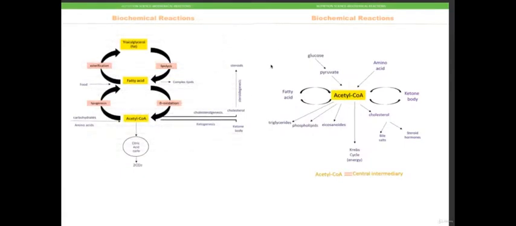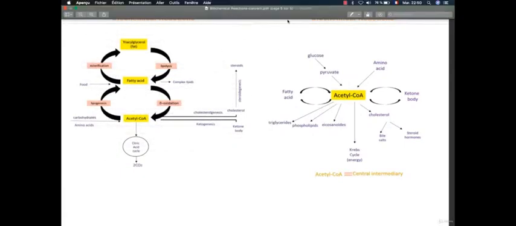Here you will find 2 diagrams in order to enrich your understanding more and more.